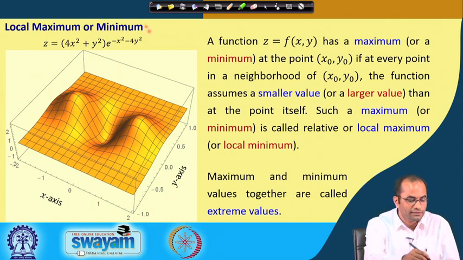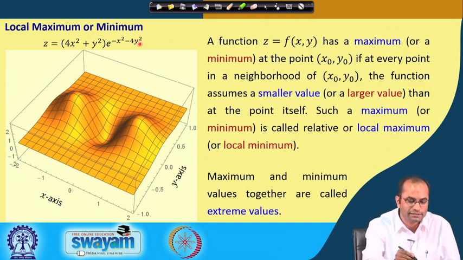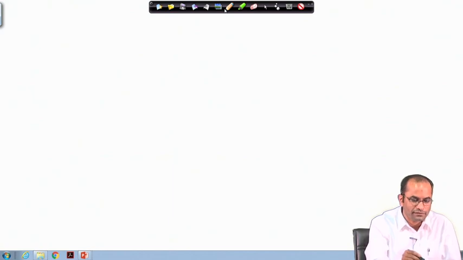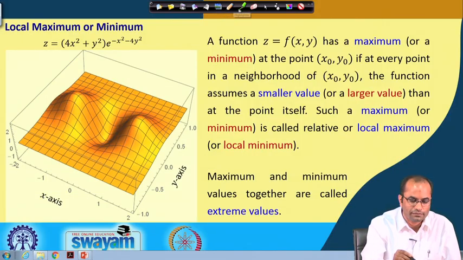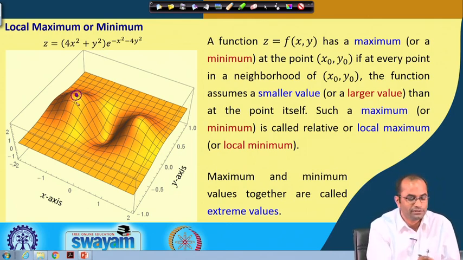So, here is the plot or the surface of z is equal to (4x² + y) e to the power of (−x² − 4y²), and we can see here clearly. So, at this point, for example, the function in the neighborhood of this point is taking smaller values than at that point itself. So, here this is a maximum locally. So, we call this local maximum.